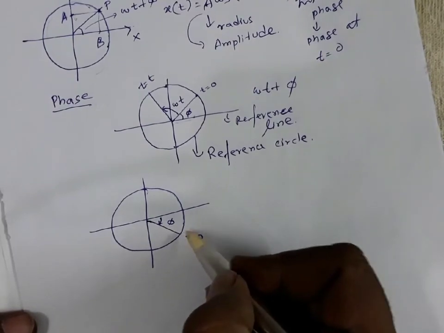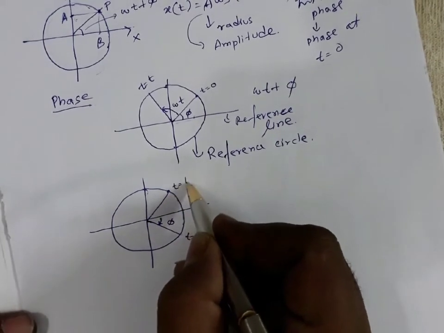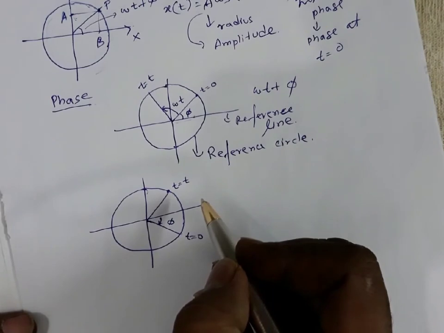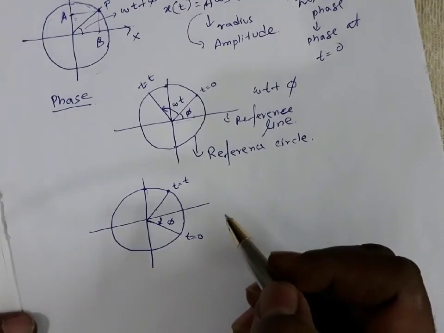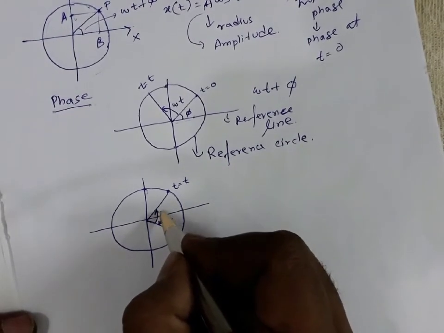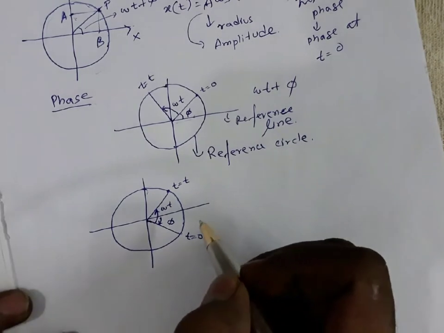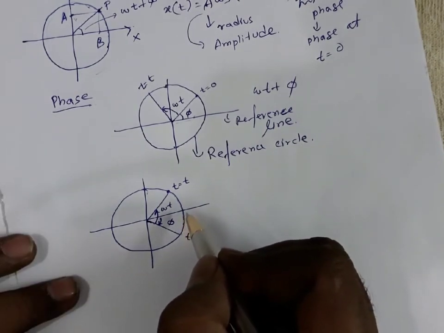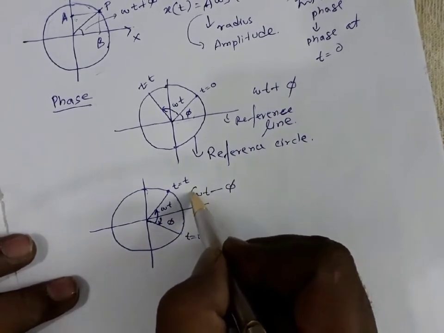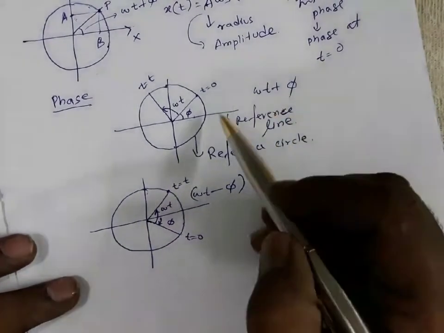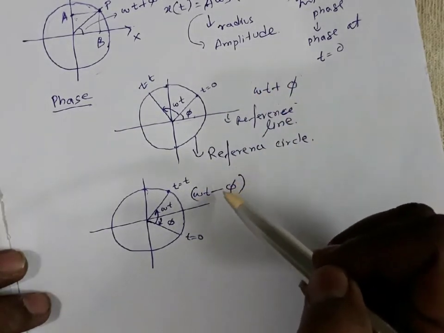Now it goes from this position to this position. This is t equal to t. So it goes from this position to this position in time t with angular velocity omega. So this is how much? This is omega t. Now what will be the total phase in this case? It will be omega t, and this is phi. So it will be omega t minus phi. So this is the meaning of omega t plus phi when we have omega t plus phi, and this is omega t minus phi.